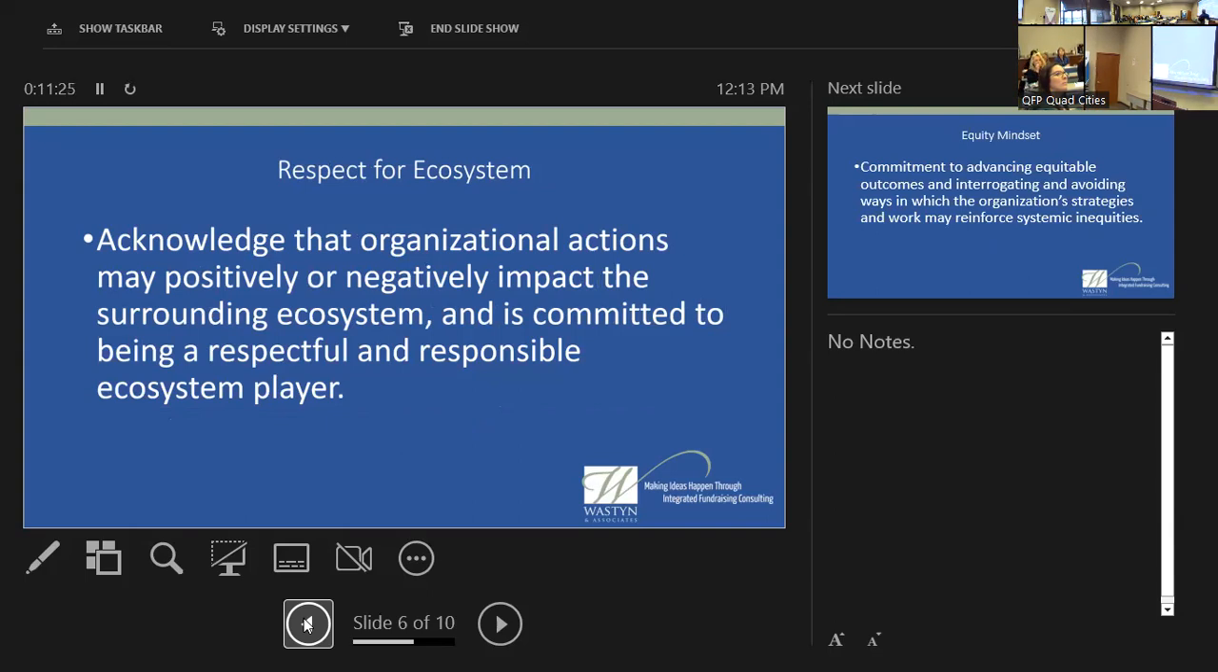Respect for the ecosystem acknowledges that the organization's actions may positively and negatively impact the surrounding ecosystem and is committed to be a respectful, responsible ecosystem player. And we all know nonprofits who infringe on this all the time. Keep those stories to yourself. You're being recorded. But you could probably think of examples where somebody doesn't play nice in the sandbox, or they're withholding information that would be good for all. You know, they think of everything as a zero-sum game.